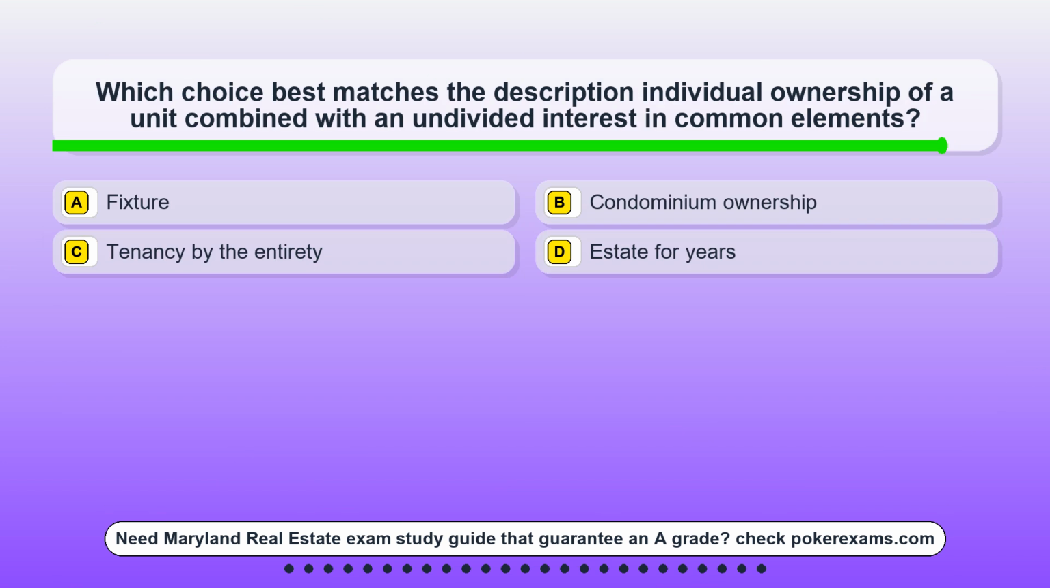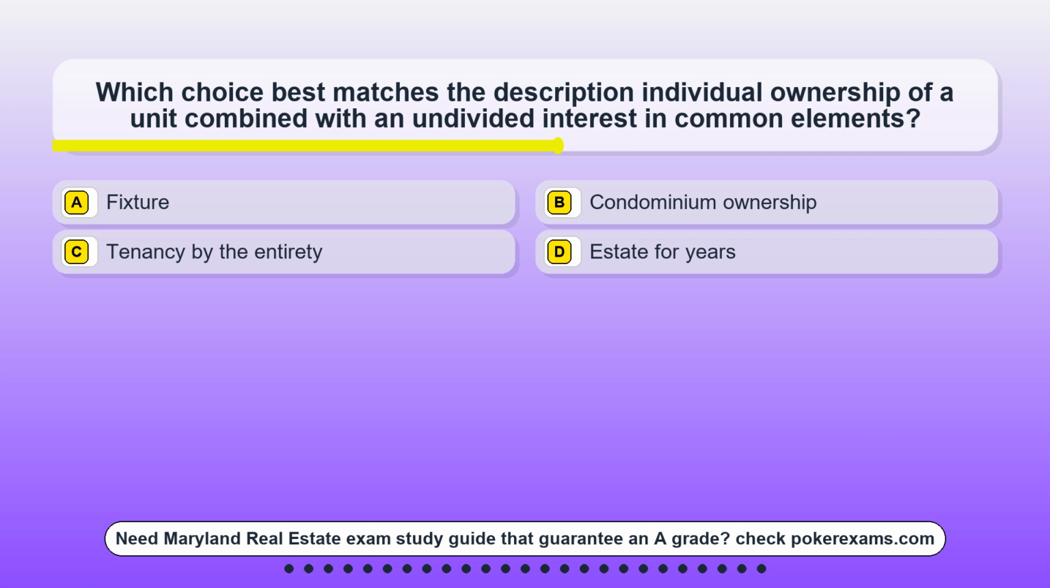Question 24. Which choice best matches the description individual ownership of a unit combined with an undivided interest in common elements? Option A, fixture. Option B, condominium ownership. Option C, tenancy by the entirety. Option D, estate for years.